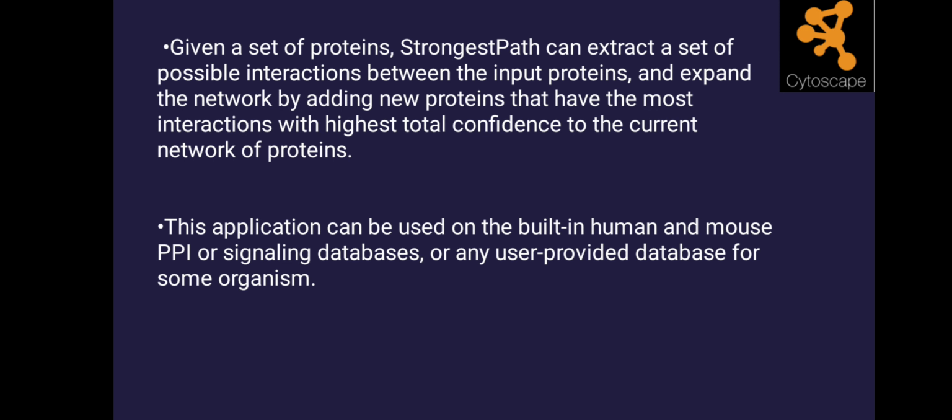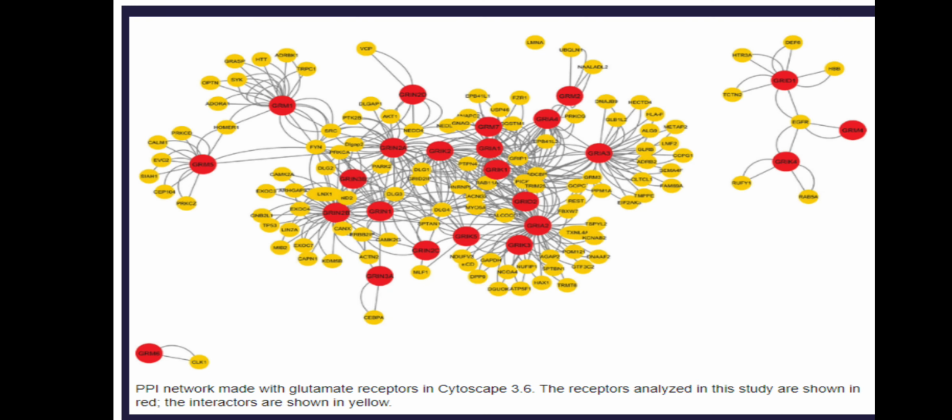Given a set of proteins, اللي هي strongest path can extract a set of possible interactions between the input proteins and expand the network by adding new proteins that have the most interaction with the highest total confidence to the current network of proteins. This application can be used with the built-in human and mouse PPI or signaling database or any user-provided database or some organism. And this picture shows the PPI interaction network made with glutamate receptor in Cytoscape.